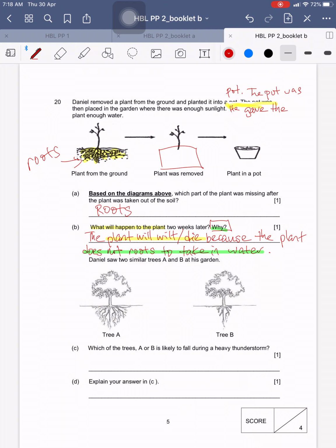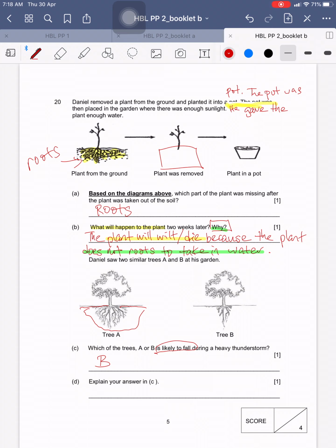Now part C, which of the trees A or B is likely to fall during a heavy thunderstorm? Now the roots actually serve another purpose. You can see that the roots are stretching outwards. The more it stretches outwards, the firmer the tree is planted to the ground. So for tree B, because the roots are not stretched as far compared to 3A, 3B will more likely fall during a heavy thunderstorm. There will be strong winds blowing at the tree, and the tree will most likely fall.